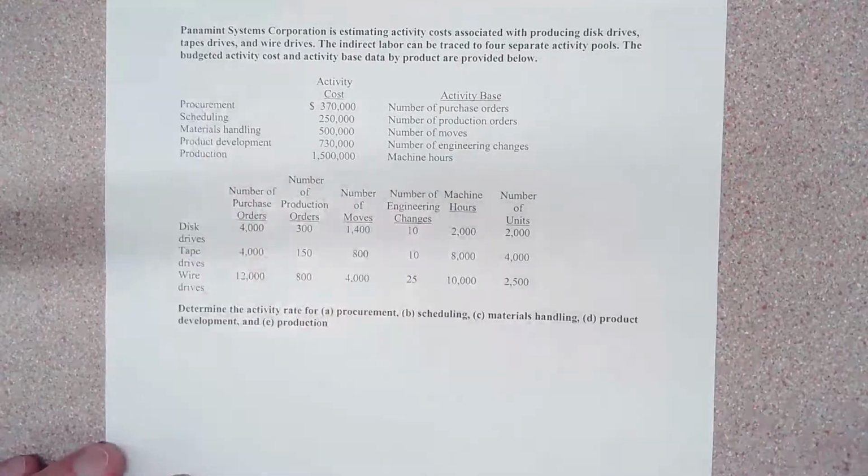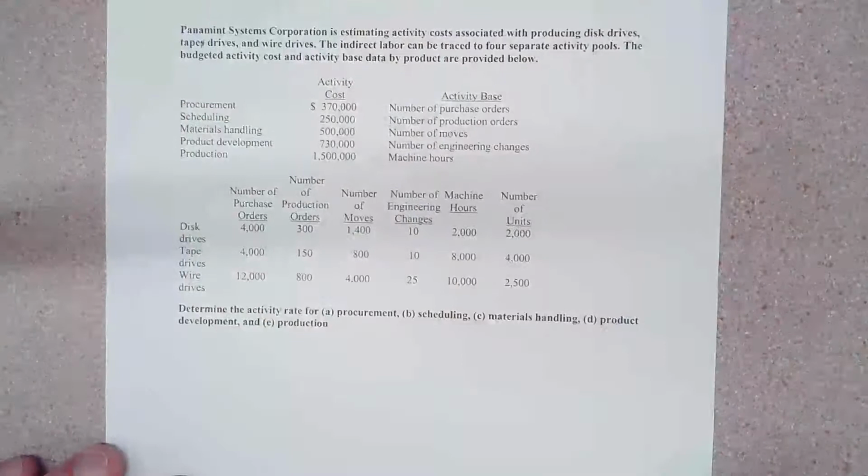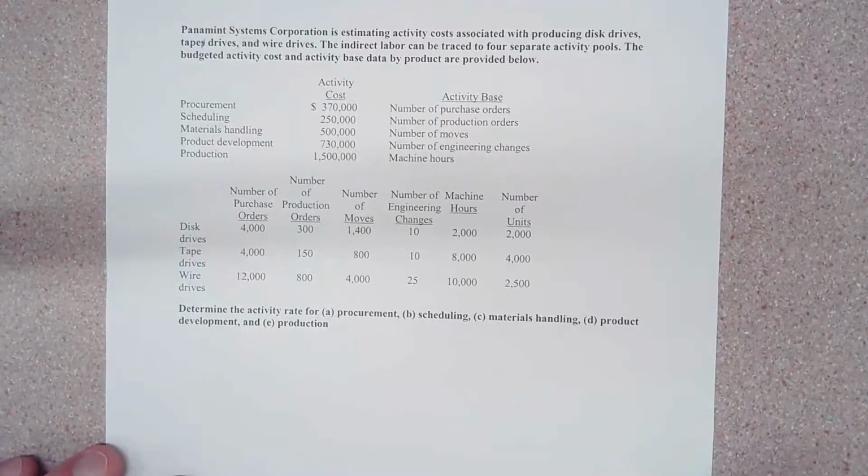It says Panamint Systems Corporation is estimating activity costs associated with producing disk drives, tape drives, and wire drives. The indirect labor can be traced to 5 separate activity pools. The budgeted activity cost and activity-based data by product are provided below.